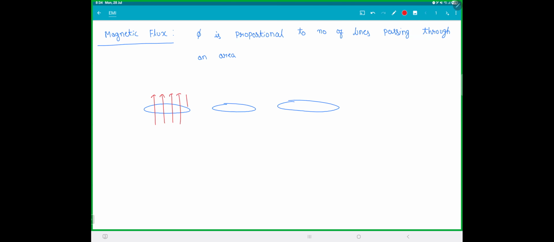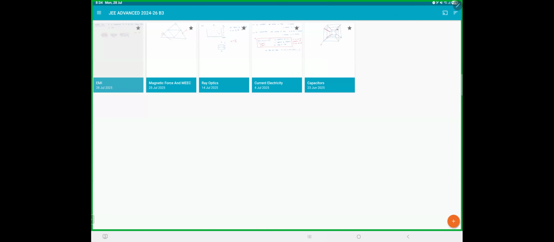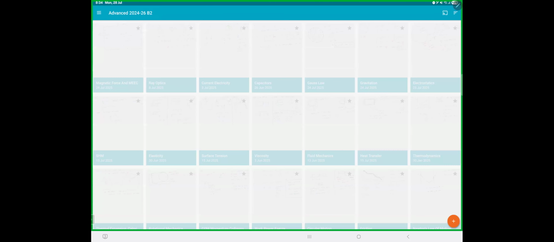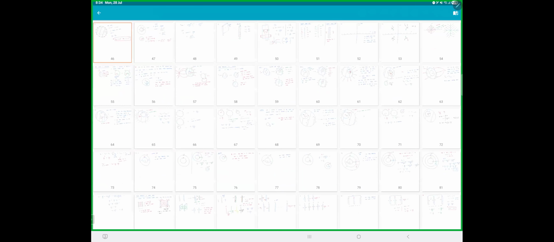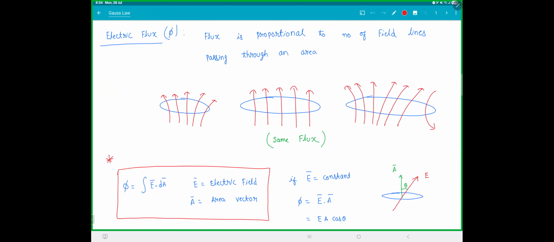So if 5 lines are passing here, 5 lines are passing here. End of the day, in each of them, 5 lines are passing. So they have the same flux. You should refer this to Gauss law, the first 2 pages. Exact same stuff if you see. There's no difference.